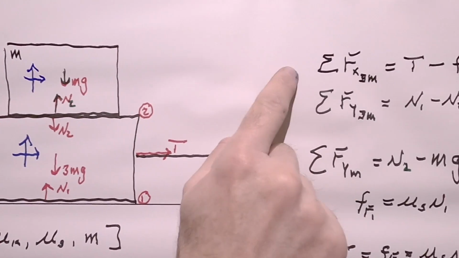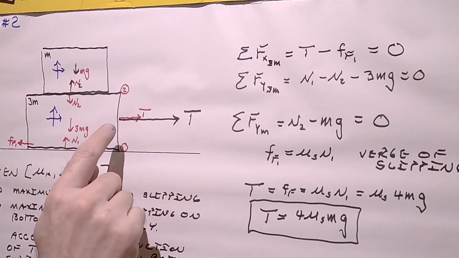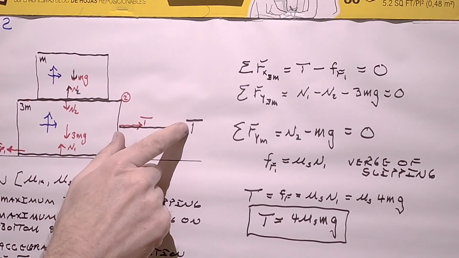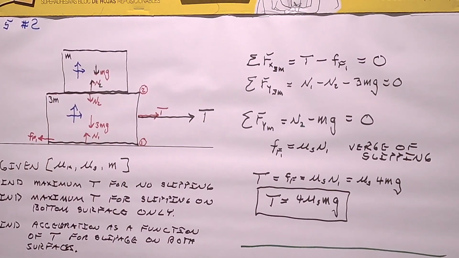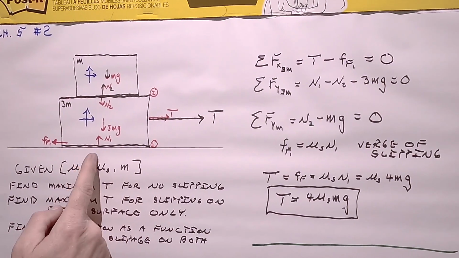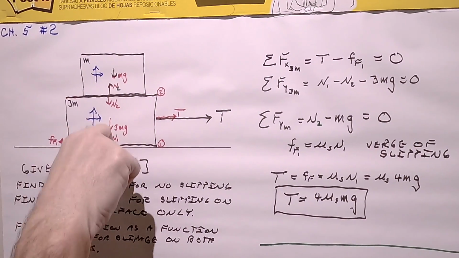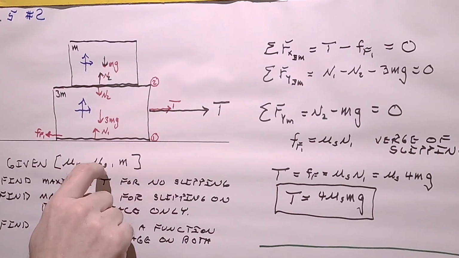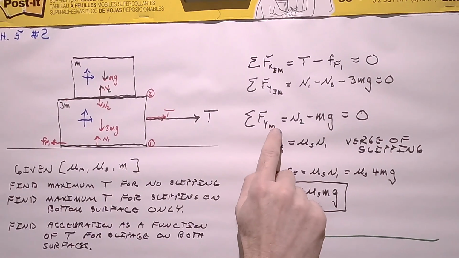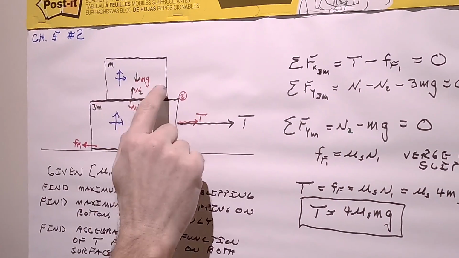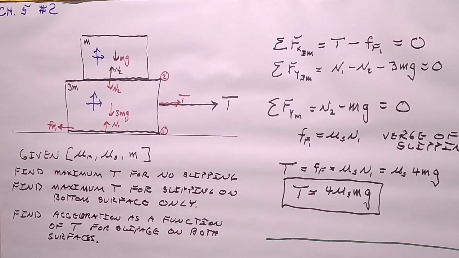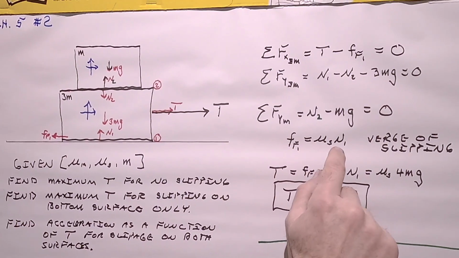Okay, so if we come over here and we write out the forces on the bottom block, we've got the tension. I put my coordinate system like this, so we have the tension going that way, minus the frictional force. And since this is not moving, it's equal to 0. The up and down, we have the normal 1, minus the normal 2, minus the 3mg, that's also downward, and that equals 0. There's no acceleration up or down. For the second block, the top block, we don't have any x forces. We just have y forces, and all we have is the normal 2 minus the mg equals 0. And then here was our friction.